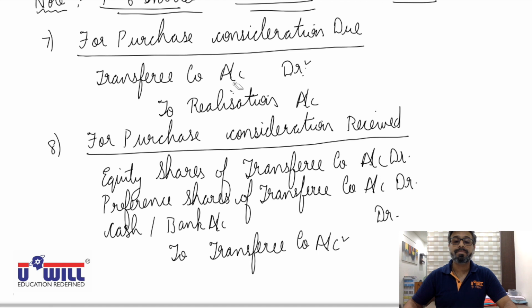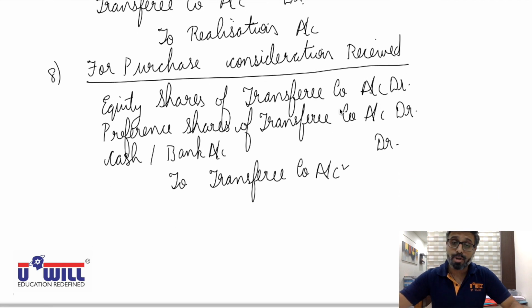Same way for purchase consideration received. How do you receive the purchase consideration? Mainly there are 3 modes of payment. Either you will receive it in the form of equity shares or preference shares or cash or a combination of any of these 3. So equity shares come in, debit what comes in, equity shares account debit.